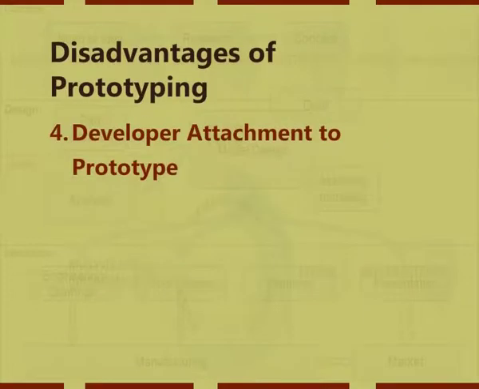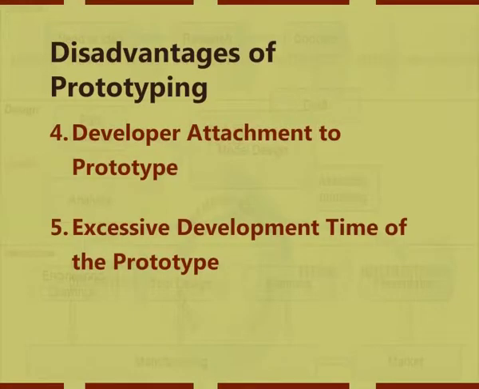Fourth, developer attachment to prototype. Developers can also become attached to prototypes they have spent a great deal of effort producing. This can lead to problems like attempting to convert a limited prototype into a final system when it does not have an appropriate underlying architecture. This may suggest that throwaway prototyping rather than evolutionary prototyping should be used.